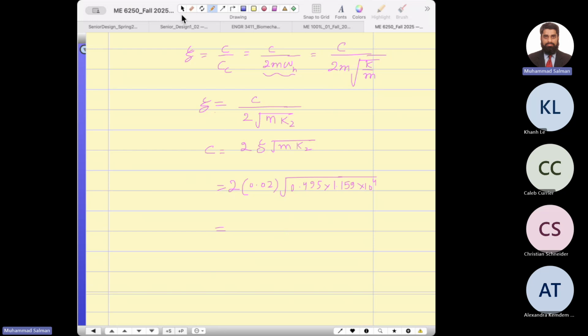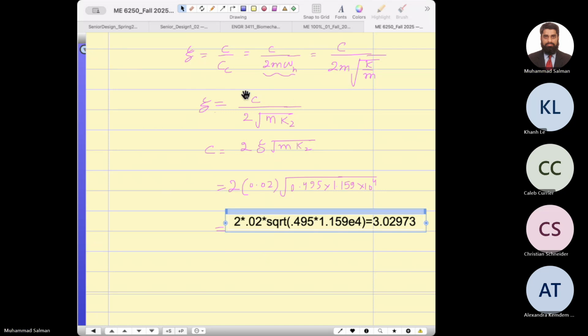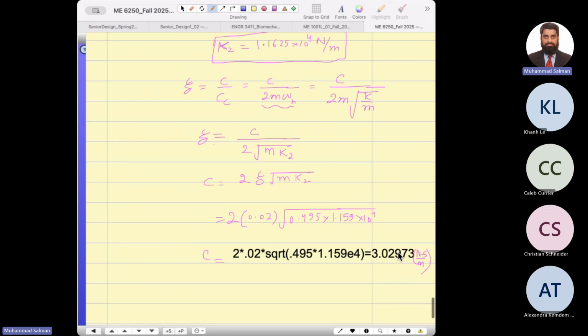So let's do this math together. If you open your calculator, I got 3.03 newton seconds per meter. This is my actual damping of this vibration isolator. When you have this vibration isolator, then you would be able to reduce this transmissibility to 20%.